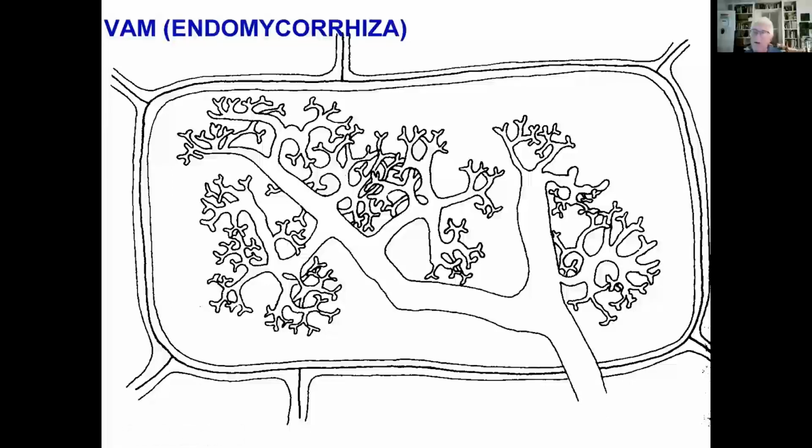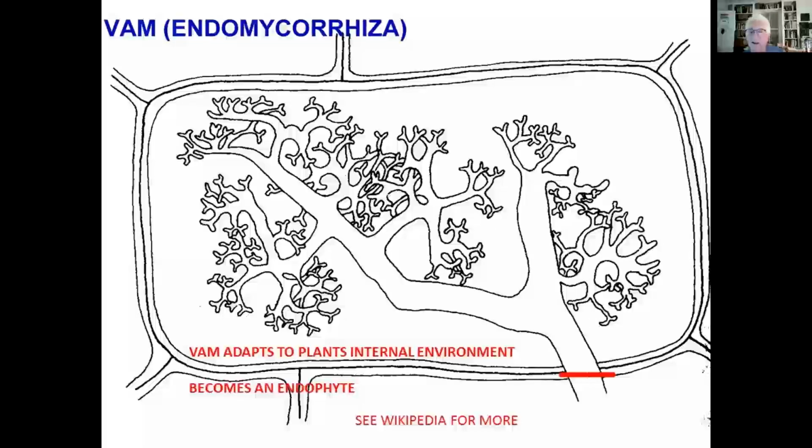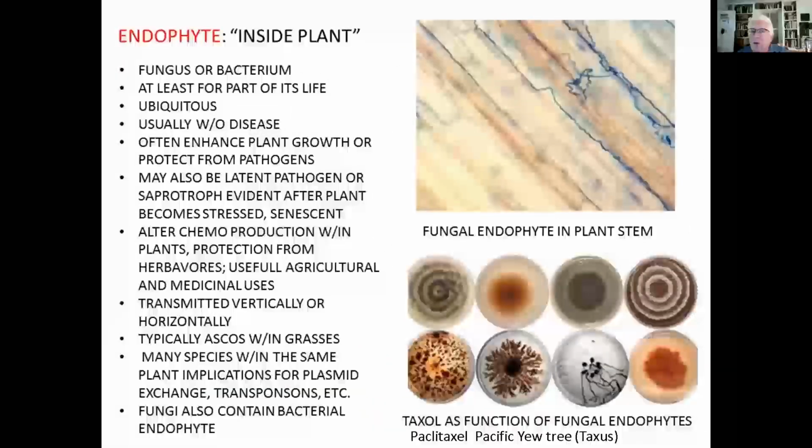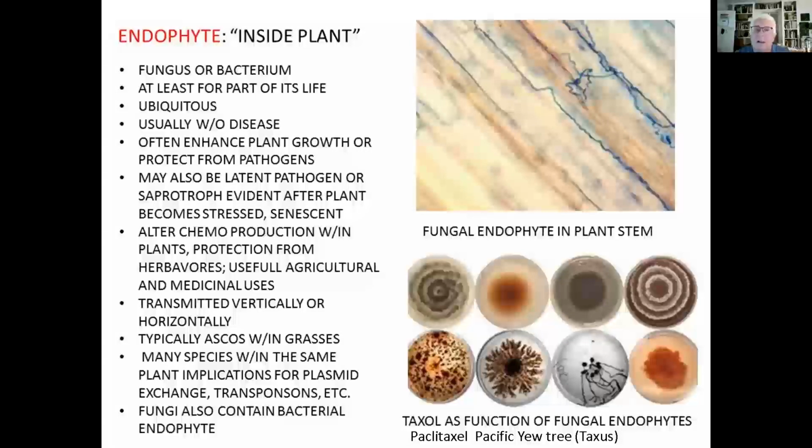Now, sometimes something very interesting happens, and the fungus adapts to the internal environment and gets cut off from the outside world. At that point, it becomes what we call an endophyte. It's a relatively new term in mycology and biology, but it means inside of a plant. It can be a fungus or a bacteria. At least part of its life is spent in there. Usually it's passive and doesn't cause any disease at all. It often enhances plant growth and protects it from pathogens.